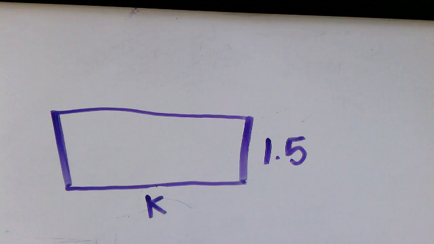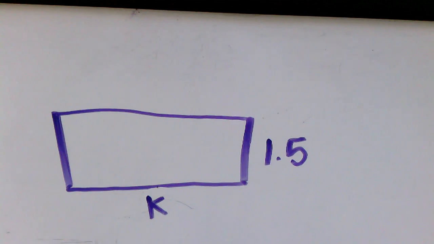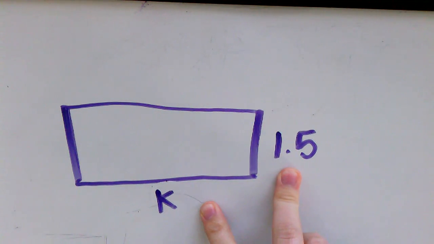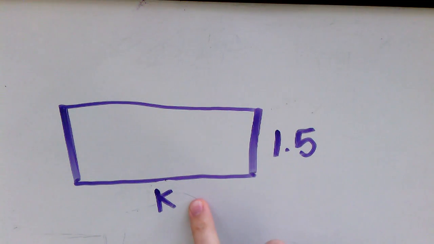Hi guys, so real quick I am going to show you how to solve an area of a rectangle problem such as this. Because we do not know the length of the rectangle, I need to solve in order to find that. So I can't do 1 5/10 times k. I need to figure out what k is, and then I will have the total area.